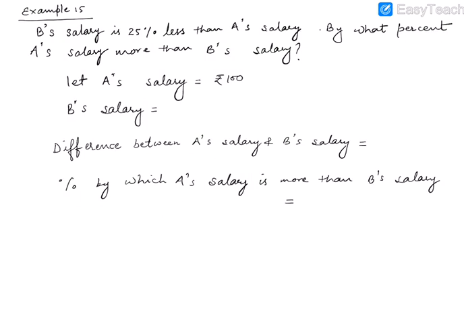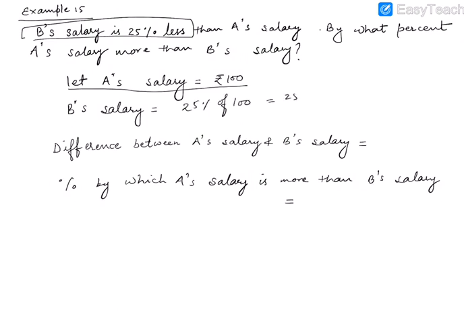So we don't know the salary of A, so we'll take it as 100. Let A's salary be rupees 100. Then what will be B's salary? B's salary is 25% less. Here B is getting less. So A is getting 100, and B is getting 25% less. So 25% of 100 is equal to 25 upon 100 into 100, that is rupees 25. So B is getting 25 rupees less.